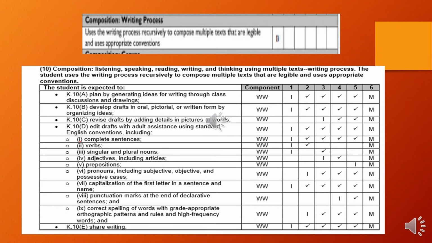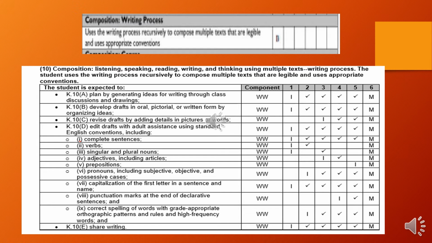If you notice from the previous slide, I had highlighted the specific writing component that we're going to look at. At the top, you see what you see in your standards-based report card, which is the statement: uses the writing process recursively to compose multiple texts that are legible and uses appropriate conventions. So that is the statement that you see in your standards-based report card. Now, I want to show you right underneath what the teacher is actually seeing.